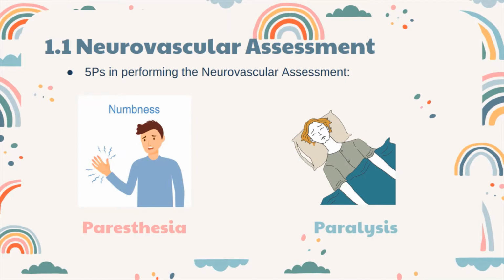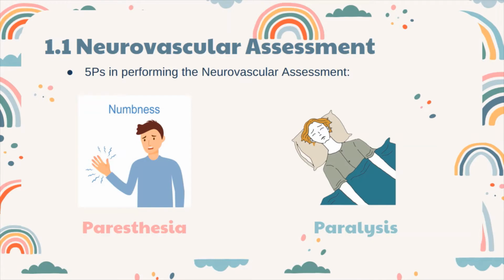Next, we have the paresthesia. It is often the first sign of an impending problem. Inadequate circulation to the extremity or a pins and needles sensation that may include numbness or tingling may be a sign of nerve damage or progressing compartment syndrome.